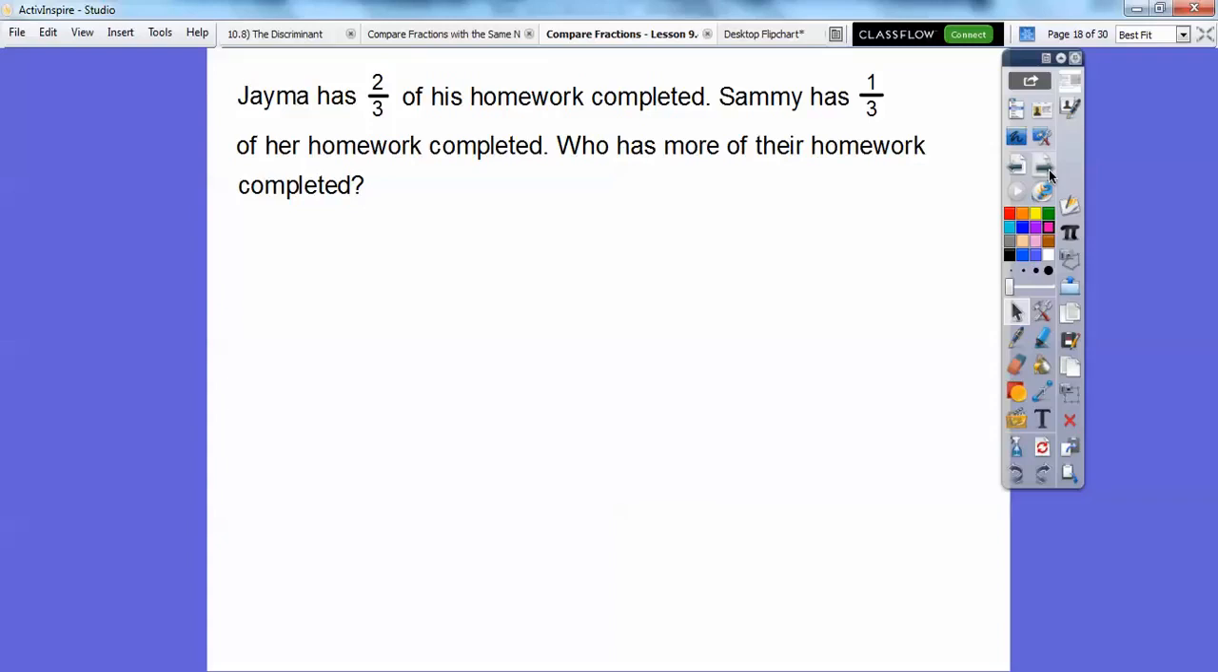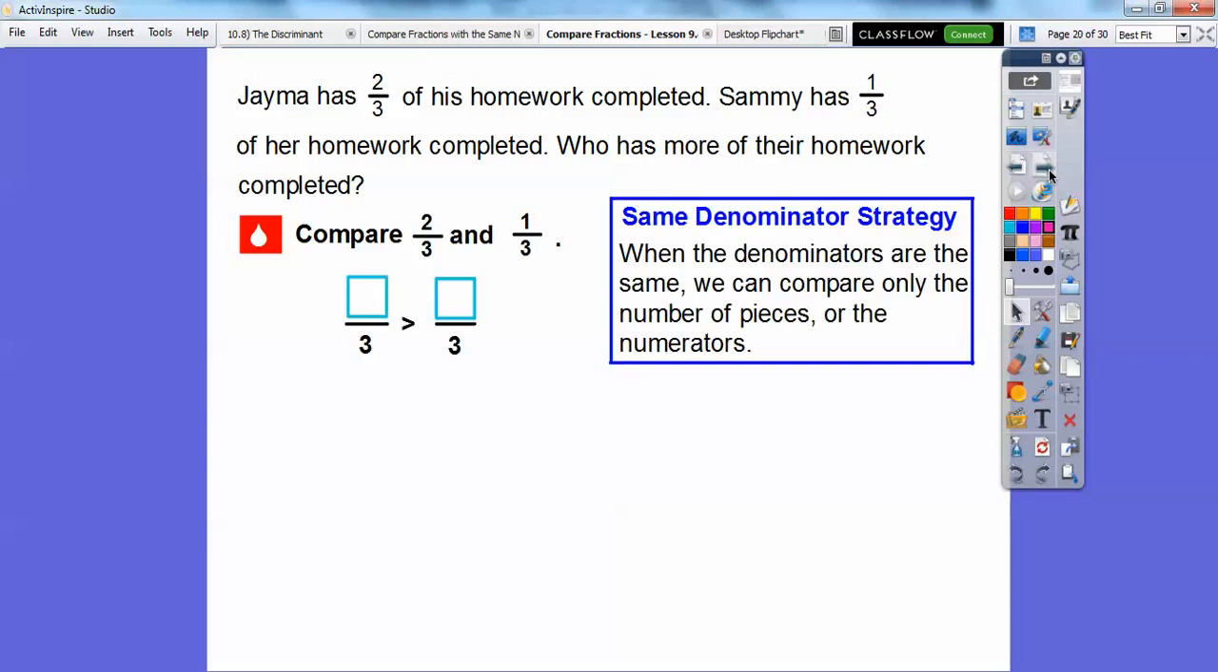All right, Jamin has 2/3 of his homework completed. Sammy has 1/3 of her homework completed. Who has more of their homework completed? Okay, so we're going to compare 2/3 and 1/3 this time. Okay, here's another strategy. When you have the same denominator, like right here, they're in terms of thirds. When the denominators are the same, we can compare only the number of pieces, or the numerators. So we just have to focus on the numerators right here.